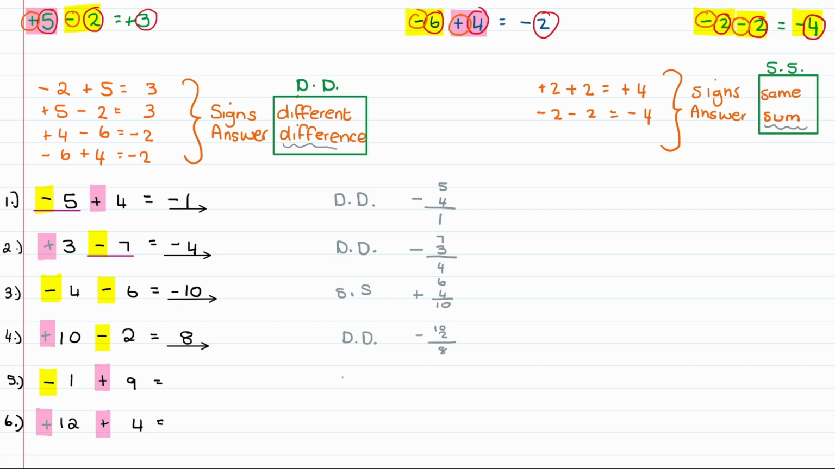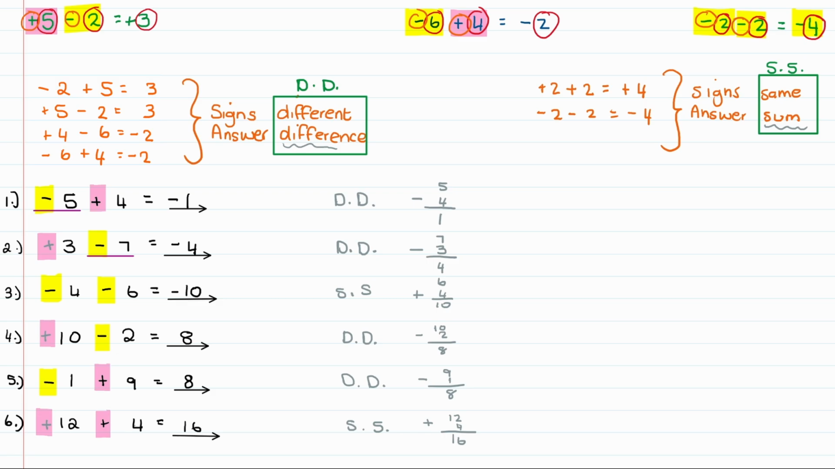Number 5. My signs are different, so I find the difference. So I find the difference between 9 and 1. 9 minus 1 gives me 8. 9 is further from 0 than 1. Since my 9 is positive, my answer is +8. For question 6, my signs are the same, so I find the sum. So I find the sum of 12 and 4. 12 and 4 give me 16, and since my numbers were all positive, my answer is +16.